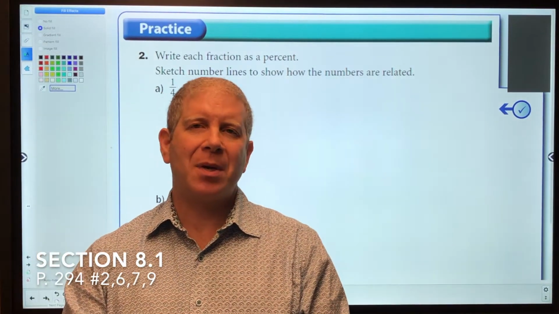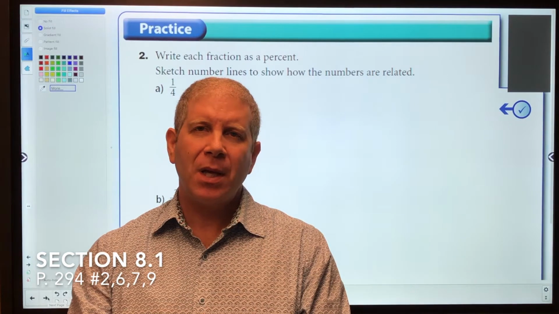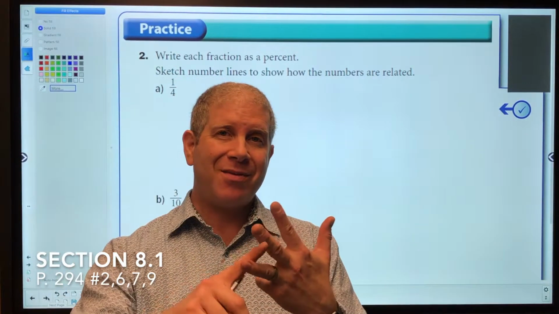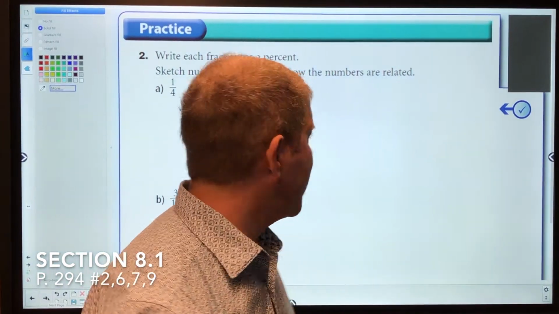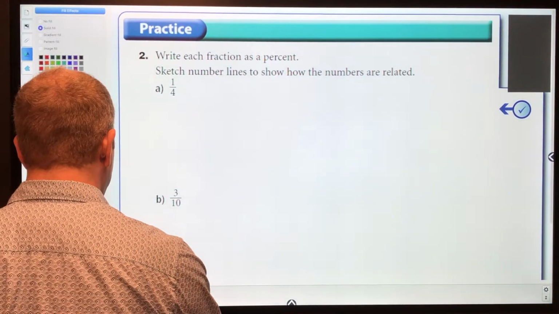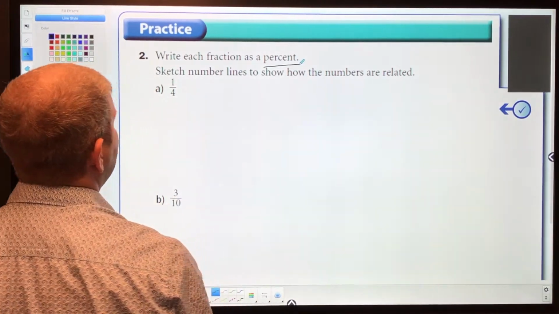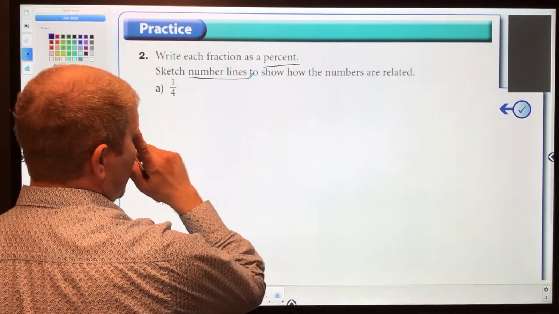I'm going to be taking up section 8.1, page 294, questions number 2, 6, 7, and 9. That's what was requested. So let's take a look at number 2 here. Write each fraction as a percent. Sketch number lines to show how the numbers are related.